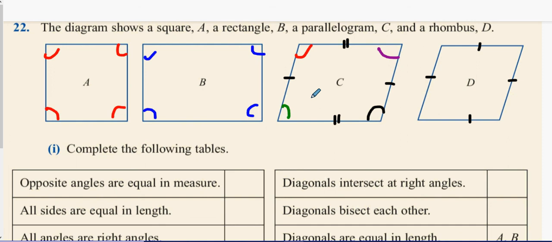Now, let's find out what we mean by opposite angles. First and foremost, opposite angles will be this. These are opposite angles. Are we good with that? So first question we're asked is, are the opposite angles equal in measure? So are they? And the answer is yes.